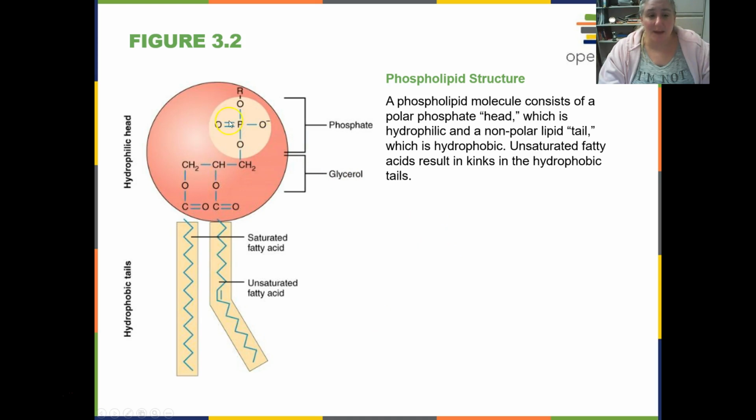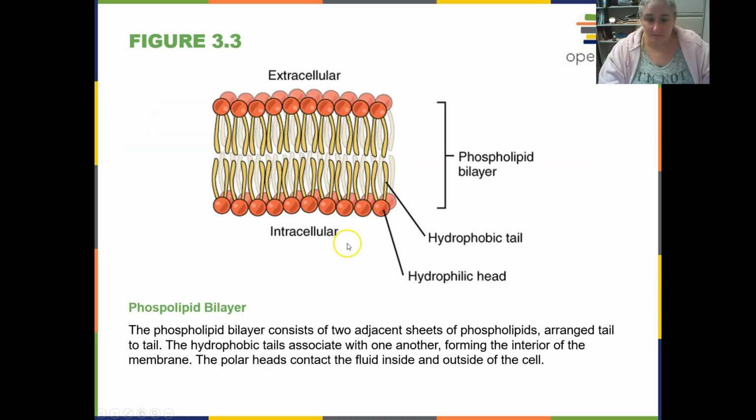So this is what the phospholipid head looks like, and here is your fatty acid tail. The fatty acid tails then are going to interact with each other. The glycerol head here is going to be able to interact with other molecules like water. And this is what the bilayer looks like. So you can see the extracellular fluid would be up here interacting with the phospholipid heads. Intracellular fluid down here would interact with the phospholipid heads, and the tails are sandwiched in between.